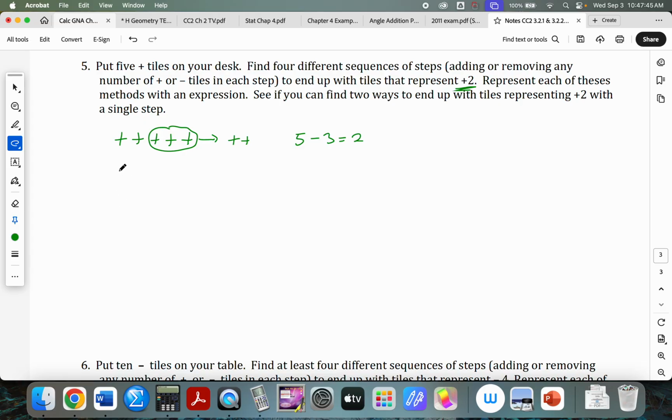Here's another way that you could do that. Start with 5. What if I added on 3 negative tiles? What's the value of that? They would cancel each other. The 3 and the 3 would cancel each other out. So what's the value? 2. That would be start with 5 and add on a negative 3.